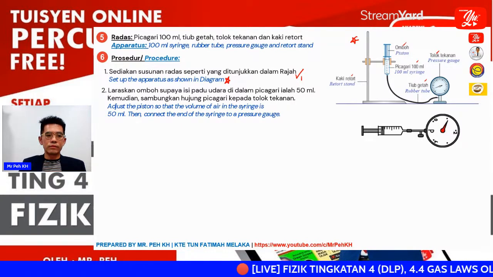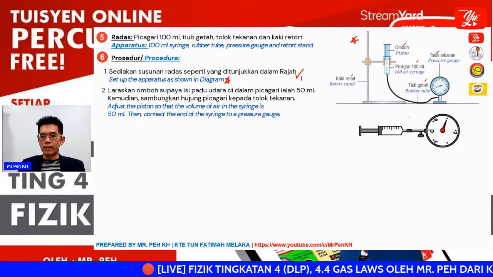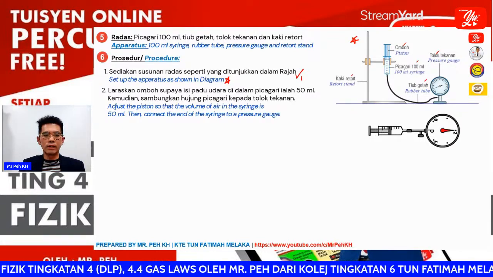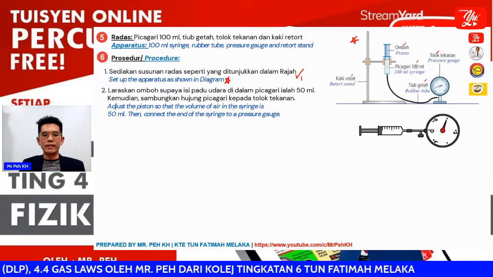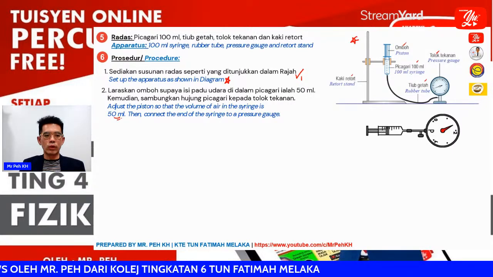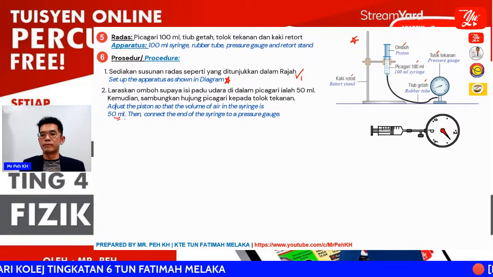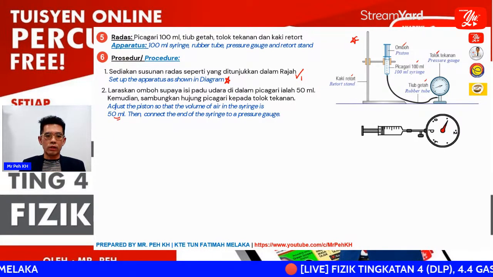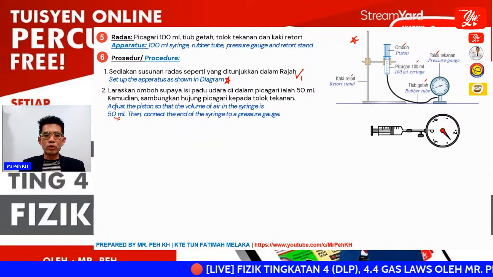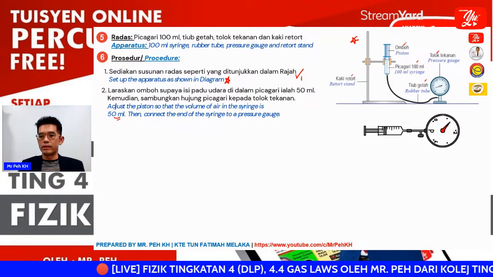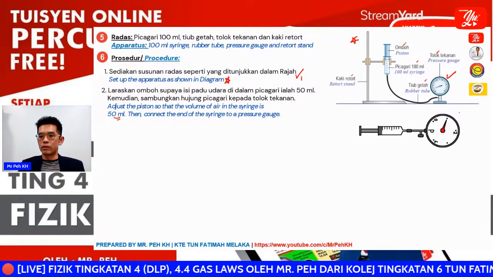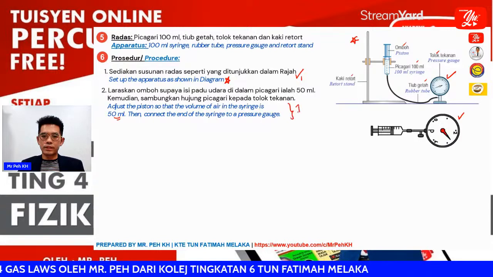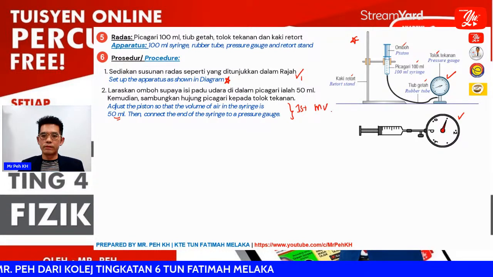Okay, then second, adjust the piston. You can just look at the GIF. Adjust the piston so that the volume of the air in the syringe is 50 ml. Okay, so I'm using 50 ml in my experiment together with my students at school. Then connect the end of the syringe to the pressure gauge. It will be this, or this. Okay, so this is the first MV you are going to write.